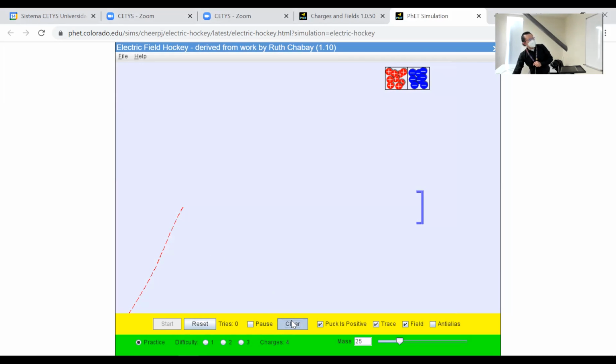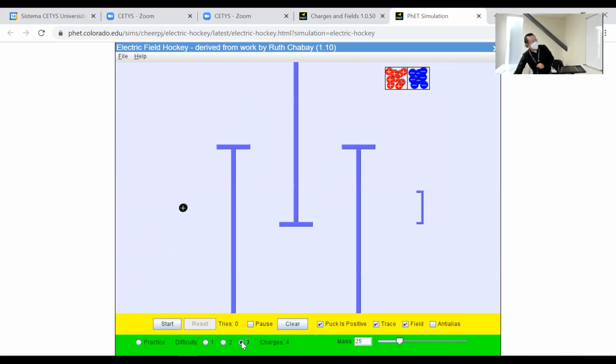So first, let's assume that we have a positive charge. And there are 3 levels of difficulty. The first one is actually practice, which is really because we just have to put something positive here and it's going to go there. Then there's level 1, level 2, and level 3. For level 3, you have to make the puck go into the goal.